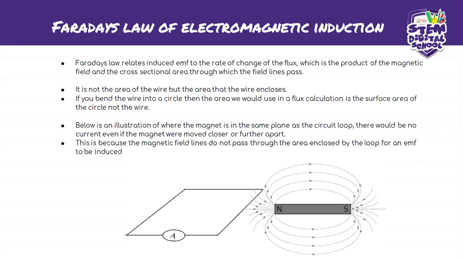So below, we have an illustration of where the magnet is in the same plane as the circuit loop. So there is our circuit loop right here, and there is our magnet. There would be no current even if the magnets were moved closer or further apart. This is because the magnetic field lines do not pass through the area enclosed by the loop for an EMF to be induced. Okay?